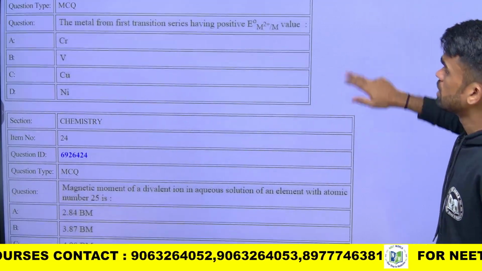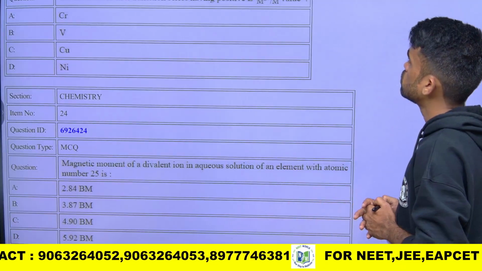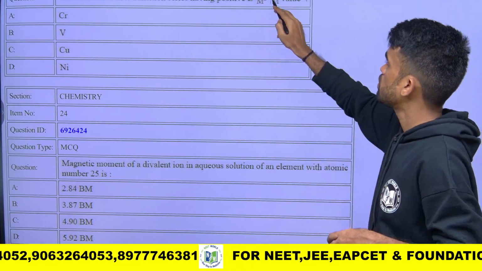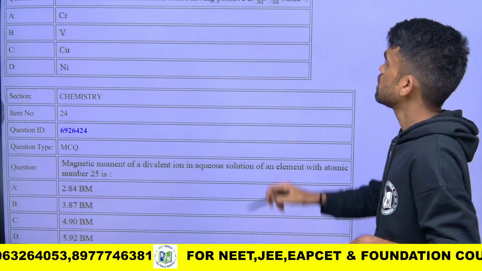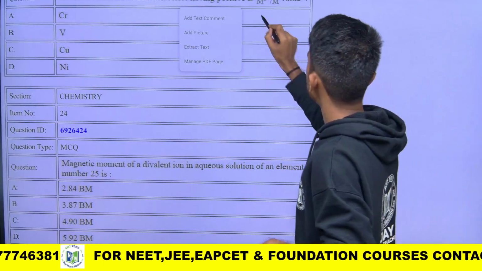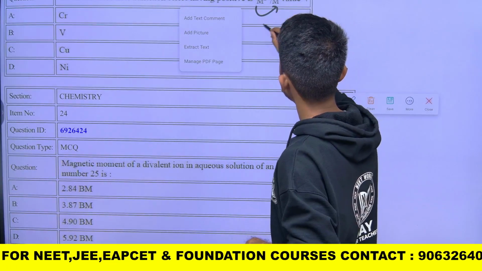Next, 23. The metal from the first transition series is having a positive reduction potential value. So M plus 2 to M. It means what is this process? It is reduction. So it is reduction.